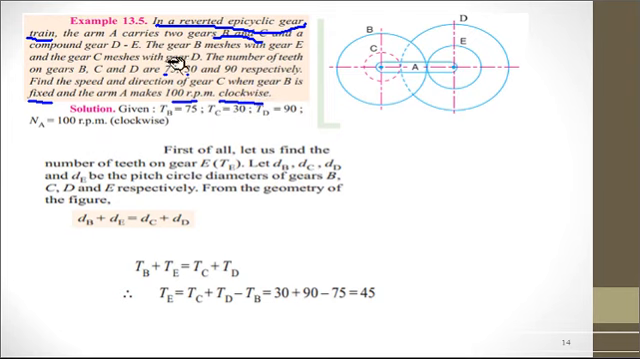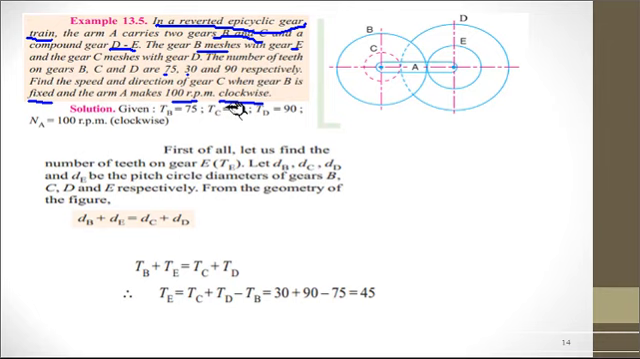So once again, in a reverted epicyclic gear train, the arm A carries two gears B and C, and a compound gear train DE. The gear B meshes with gear E, and gears B, C, D have 75, 30, 90 teeth respectively. Find the speed and direction of gear C when gear B is fixed and the arm A makes 100 rpm in clockwise direction.